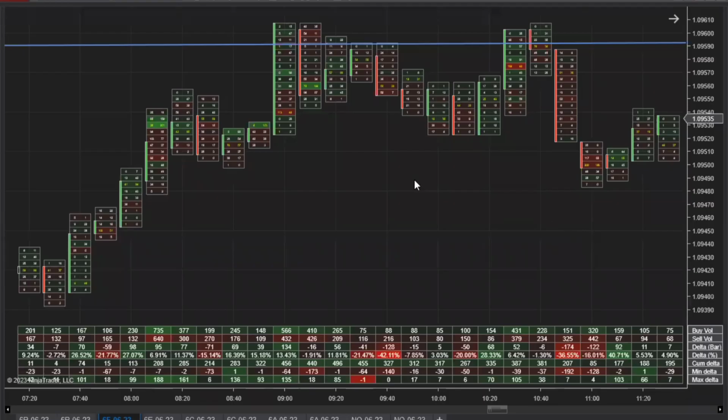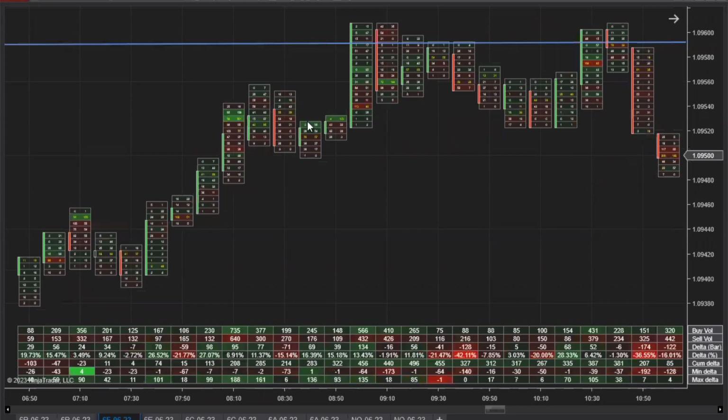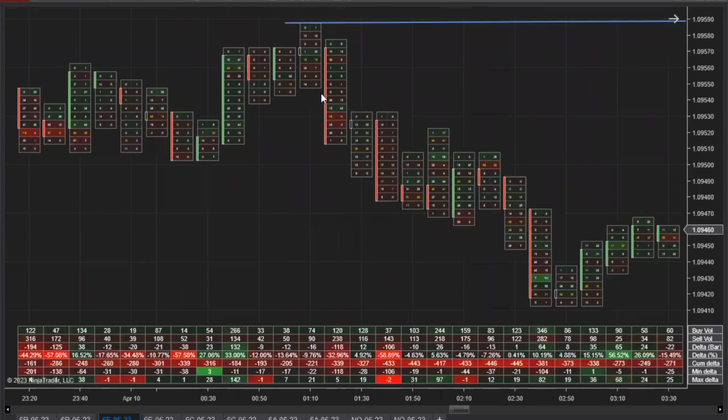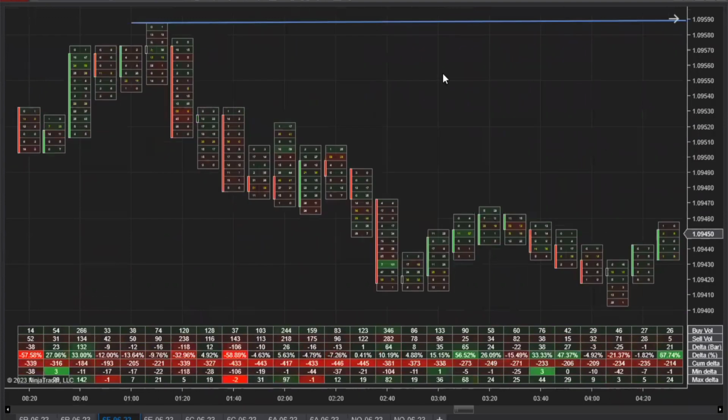So this is our first trade. This is where the liquidity took place. But let me show you where it all started. It's really long here, during the Asian session. So we have a high here, so I mark the high.